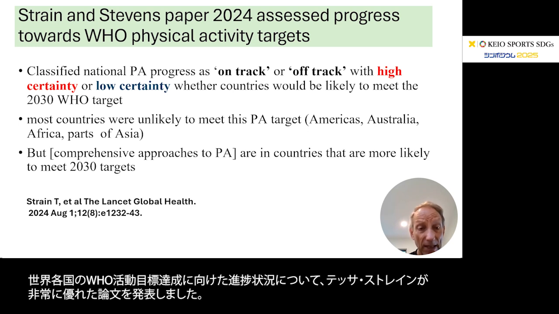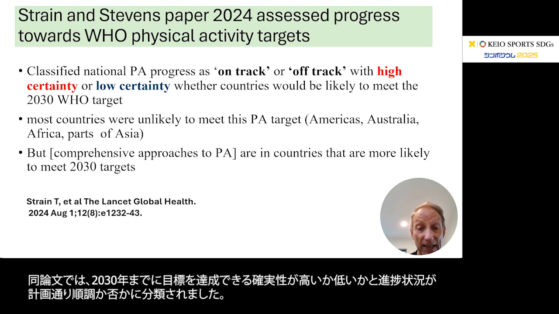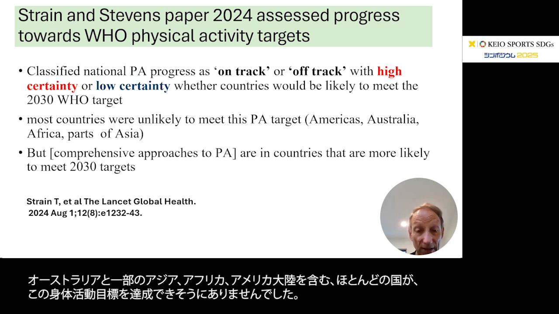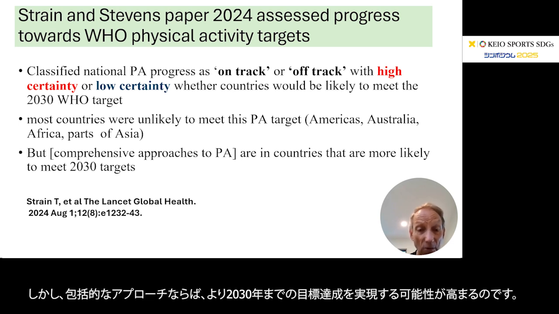A very good paper by Tessa Strain looked across the world at countries' progress towards meeting their WHO physical activity targets and classified progress as on track or off track, with high or low certainty as to whether we would be meeting our targets by 2030. Most countries were unlikely to meet this physical activity target, including Australia, most of Asia, Africa and the Americas. But comprehensive approaches are more likely to help us meet these 2030 targets.